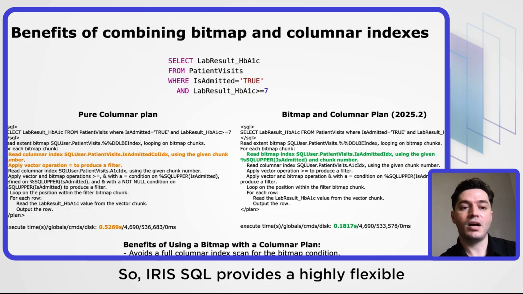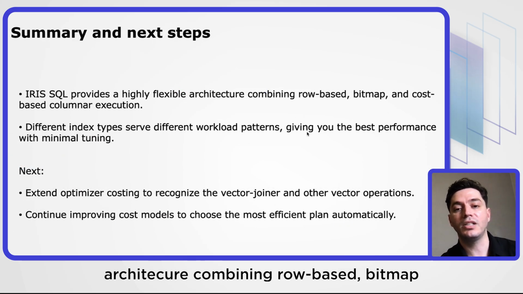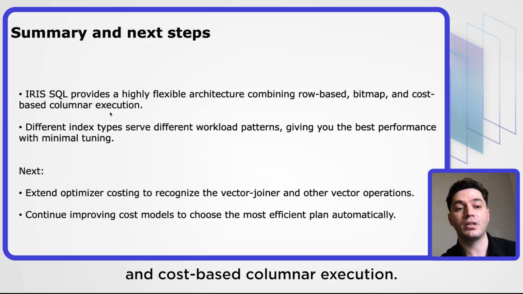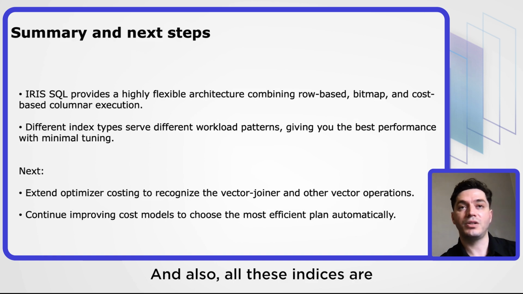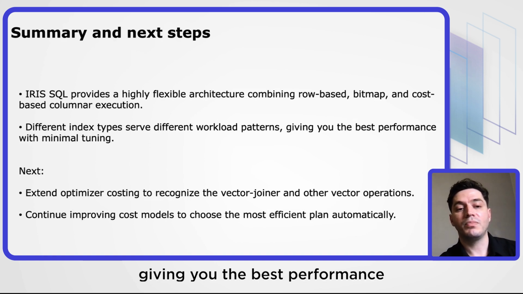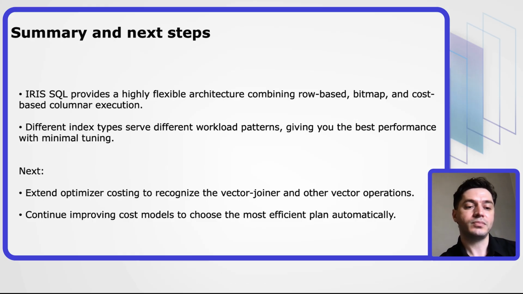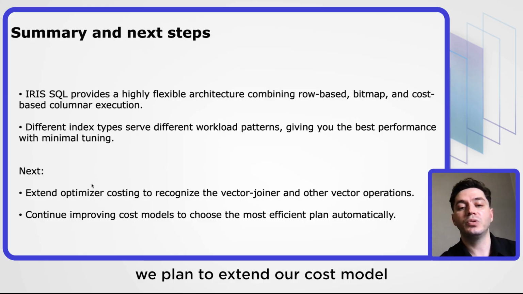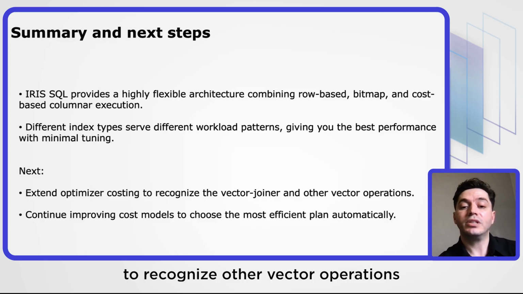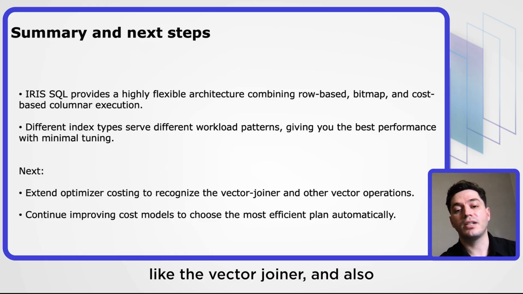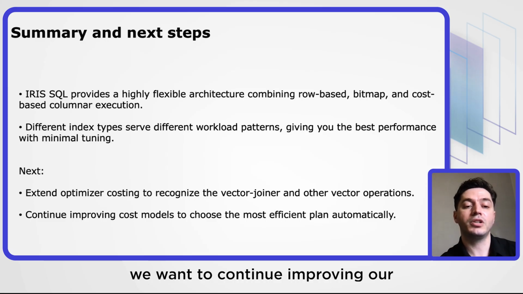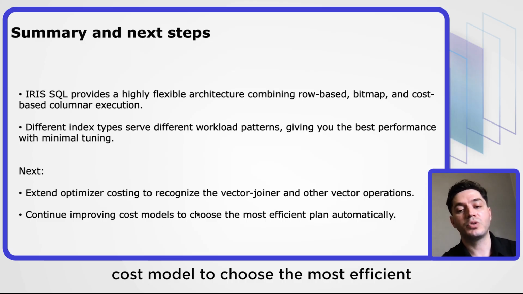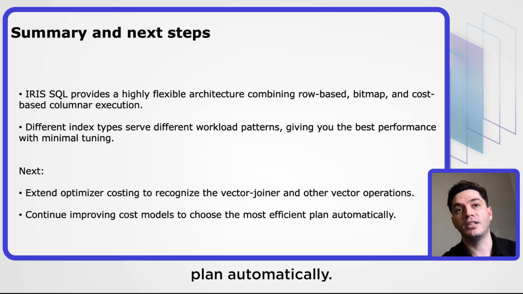So Iris SQL provides a highly flexible architecture combining row-based, bitmap, and cost-based columnar execution. All these indices are useful, but they serve different workload patterns, giving you the best performance with minimal tuning. For the next steps in our big optimizer project, we plan to extend our cost model to recognize other vector operations like the vector joiner, and we also want to continue to improve our cost model to choose the most efficient plan automatically. Thank you all.